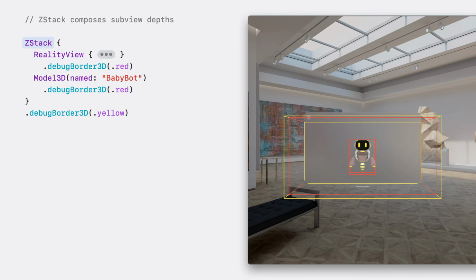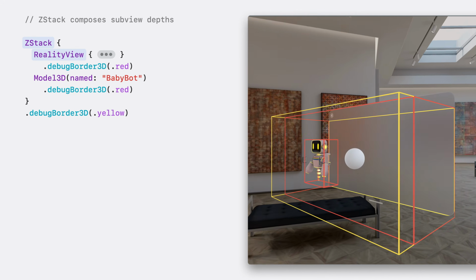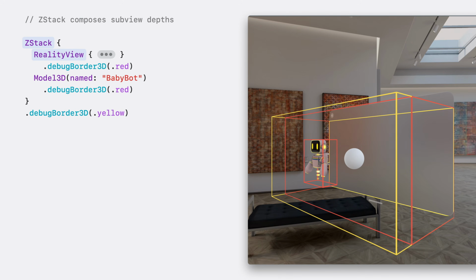And similar to the way VStack may propose different heights to its subviews based on factors like available space, the number of children, and the type of children, ZStack may propose different depths to its children based on the same factors. Here, the reality view pushes the robot forward in the ZStack, filling all the available depth in the scene.